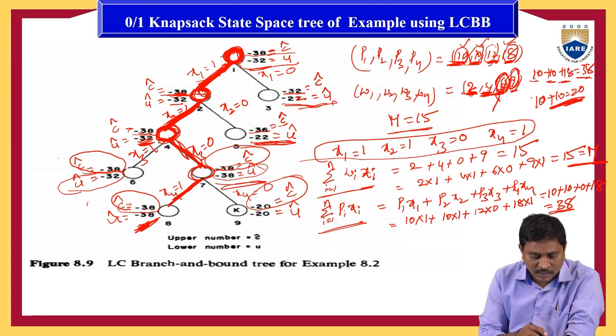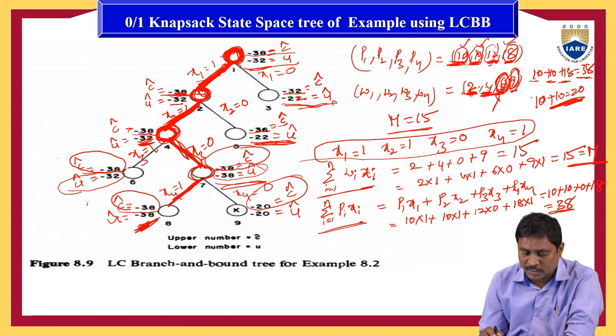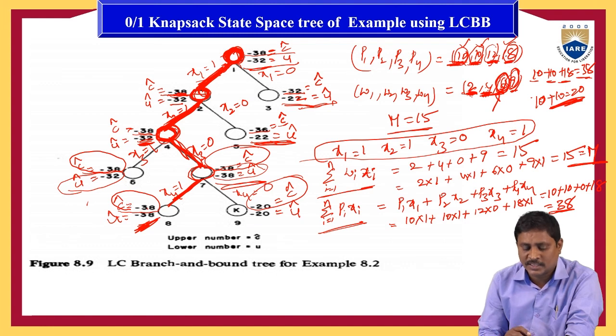Now similarly, here we are going x3 equal to 0. x3 equal to 0 means here we see that the third weight value is not considered. 2 plus 4, 6, 6 plus 9, 15. 15 is equal to the m value. So now here 10 plus 10 plus 10, 20. 20 plus 18, 38 is the lower bound value and also the upper bound value. Here the weight value is equivalent to the maximum capacity value. So this lower bound and upper bound values both are the same. So these values are equal here.